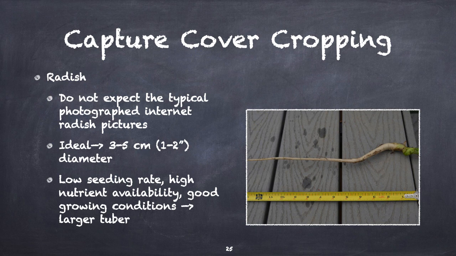So yeah, basically, don't expect those typical photographs off of the internet. Ideally, those tubers should be between 3 to 5 centimeters in diameter, 1 to 2 inches. And the quick rule of thumb is it should be a 5 to 1 ratio of diameter to length of that tuber. So when we see that, these are the things that we're looking for. I want to see something that's not overly big, drilling down and seeing where those compaction layers are.